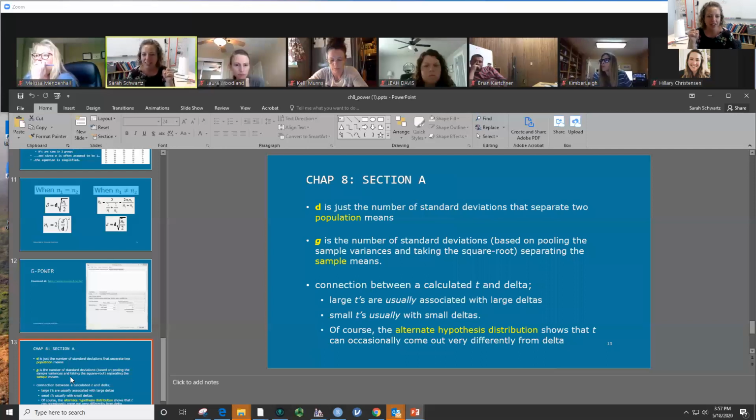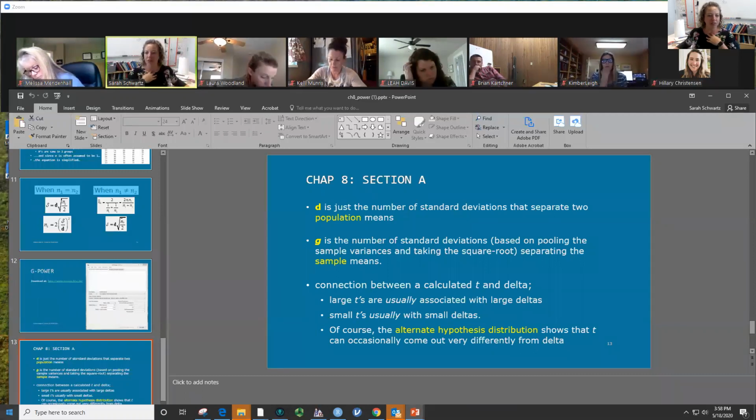So what is d? Cohen's d. d is the number of standard deviations that separate the two population means. Now, the definition of Cohen's d, he said in terms of population means. Now, how do we calculate it? It's supposed to be the formula for Cohen's d.